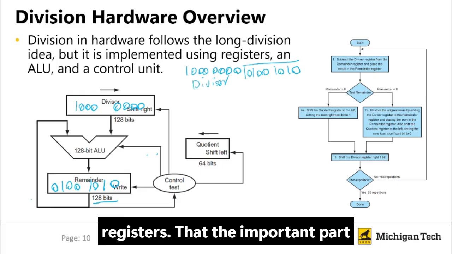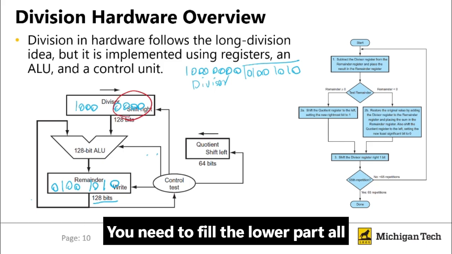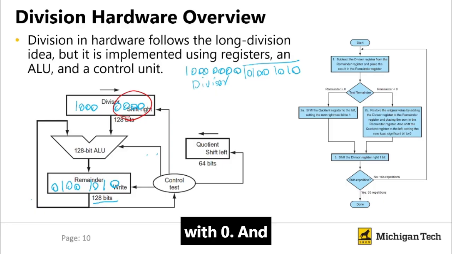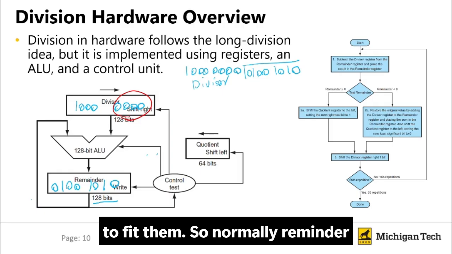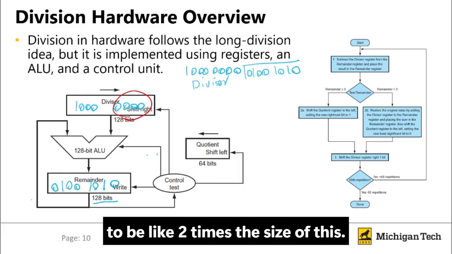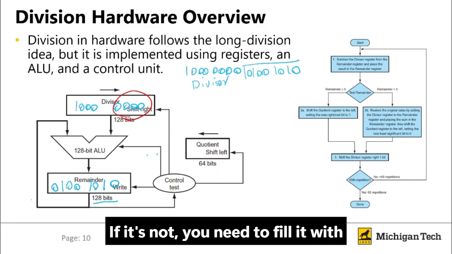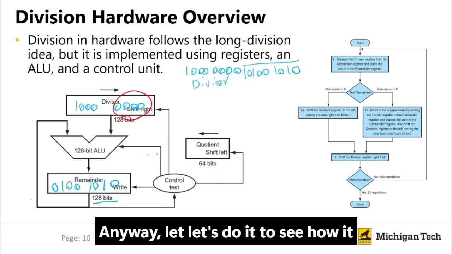The important part you need to consider here is this part. You need to fill the lower part all with 0, and also the highest part with 0 to fit them. Normally the remainder needs to be 2 times the size of this. If it's not, you need to fill it with 0. We can have another example. Anyway, let's do it to see how it works.